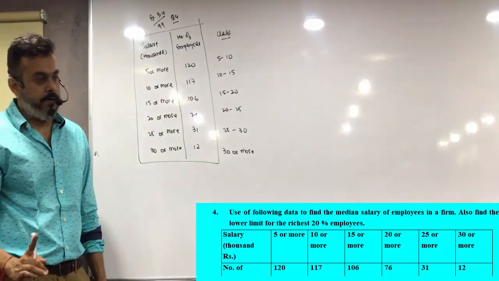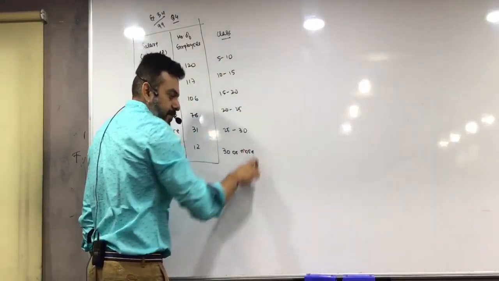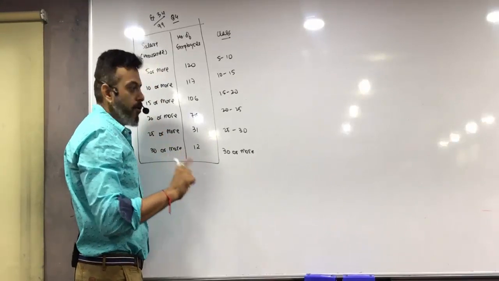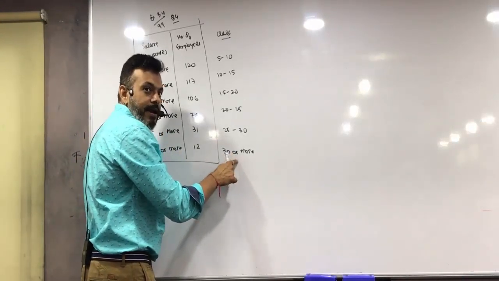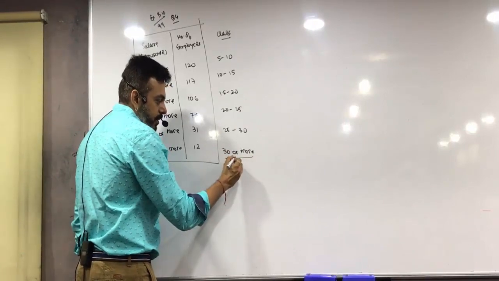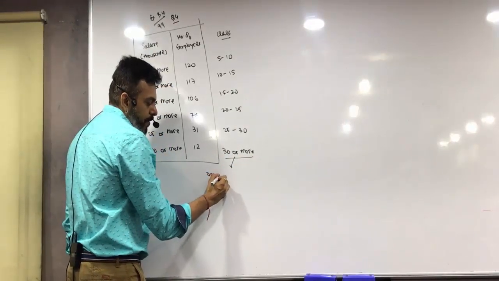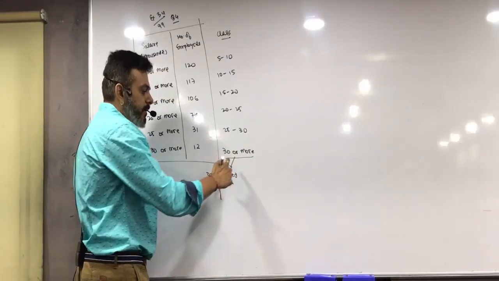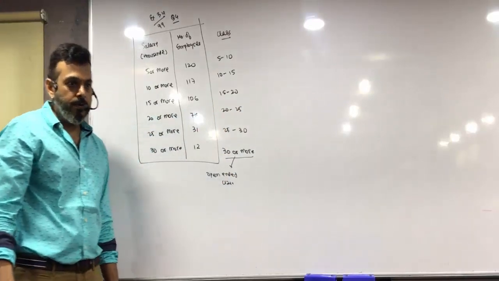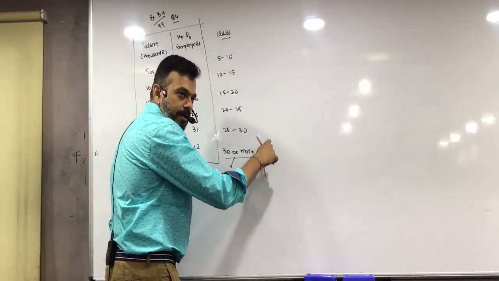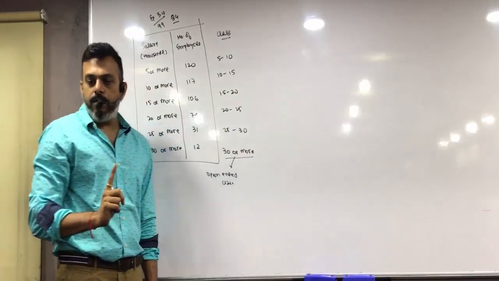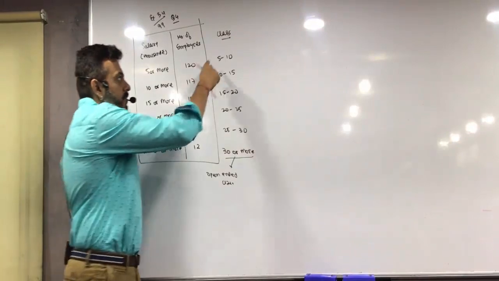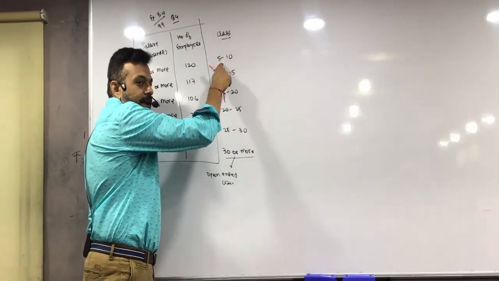There is no limit. Now, for a sum like this, can we find the mean? No, we cannot, because this is an open-ended class. 30 or more is an open-ended class. There is no boundary to it. It can be any number more than 30. So we cannot find the mid value. Hence we cannot find the mean.